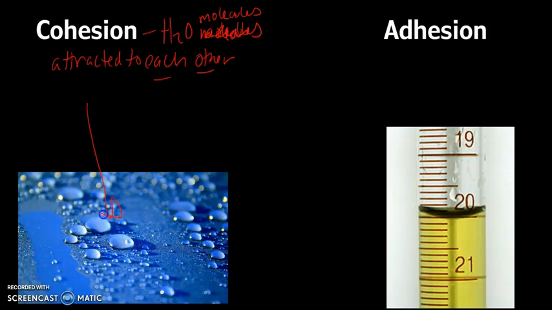That's why you get the beading on surfaces, like the hood of your car, the water kind of beads up, or on leaves of plants, that water beads up, is because those water molecules, they want to be friends, they're attracted to each other, they want to pull in towards each other, and you'll see those little beads on those surfaces.